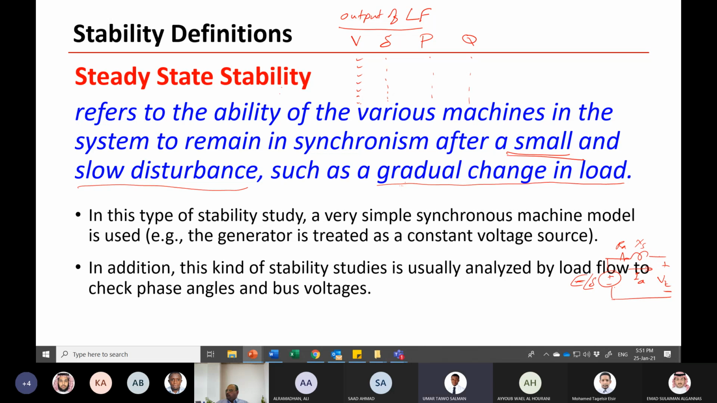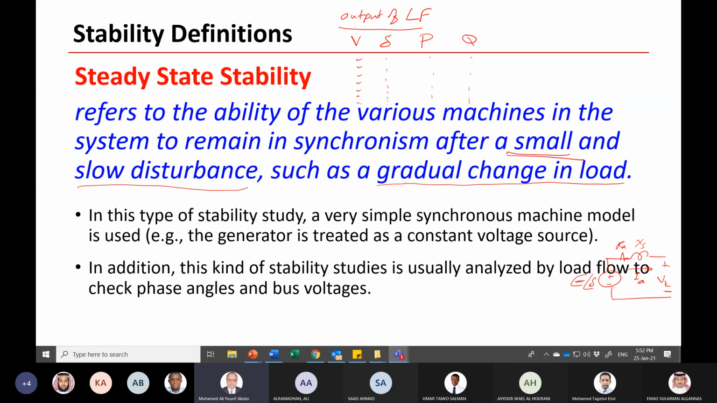Abdulaziz Khalid? Mainly the voltage. For example, if the voltage is less than 0.85 per unit, it indicates the system is unstable. Are you talking about angular stability or voltage stability, Abdulaziz? Voltage stability. Okay, voltage stability, you can see the voltage profile and you can judge.